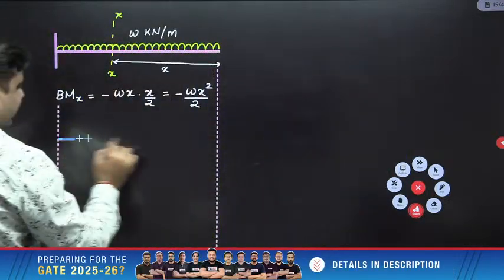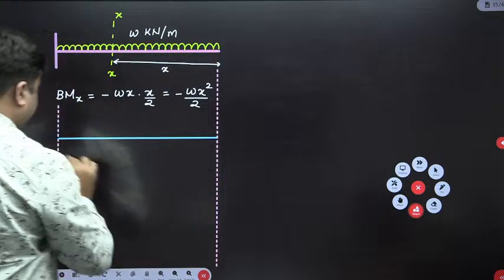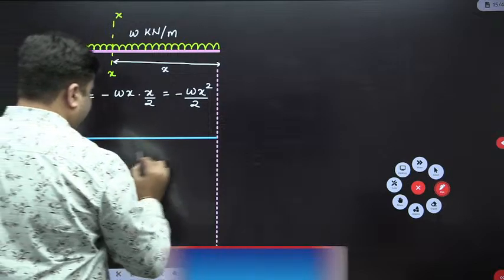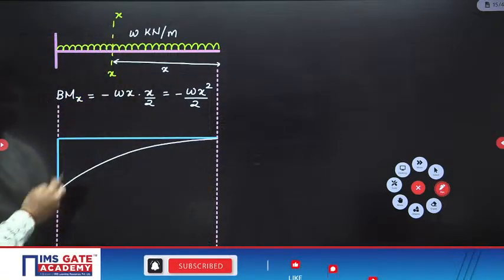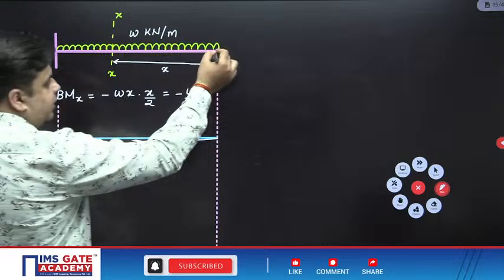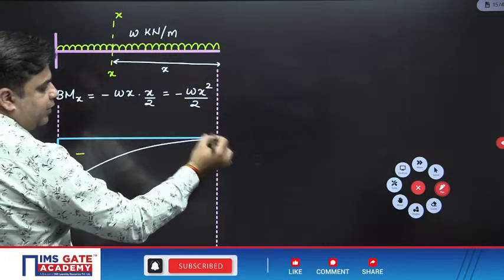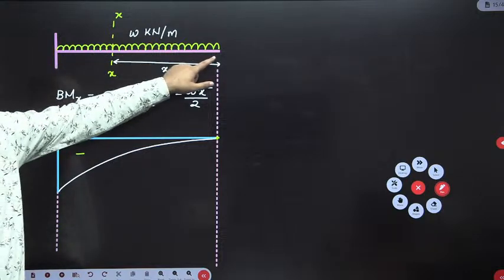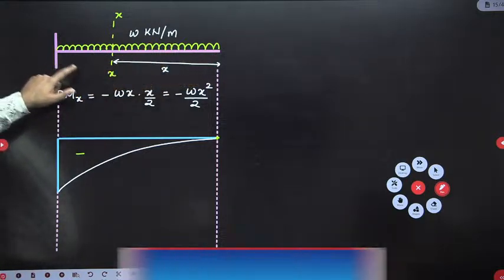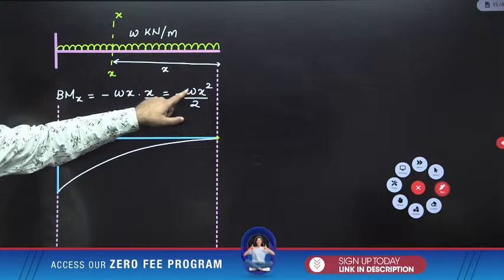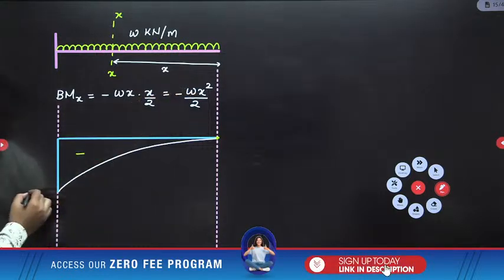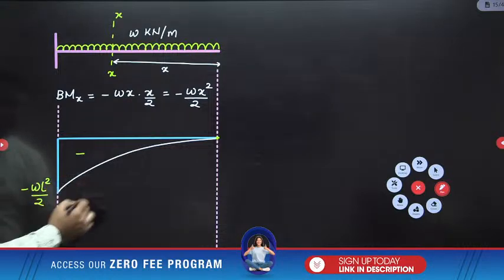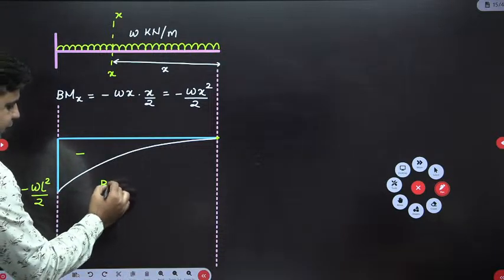The bending moment diagram will come like this. It's a downward opening parabola. You can substitute the values and get the value of bending moment at different sections. At this free end, the value of x is 0, so bending moment here will be 0. At this support end, the total length is L, so substitute x equals L. So this will be minus WL square upon 2. And this is your bending moment diagram, BMD.